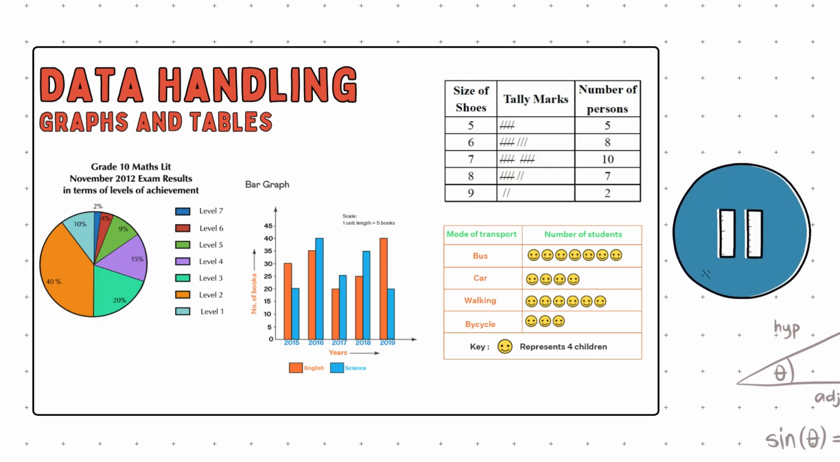A pictograph, this is the one with the smiley faces, uses pictures or symbols to represent data. Each picture is a symbol that must represent the same quantity. A key is always provided to show what each picture represents. Make sure the pictures are neat and clear.